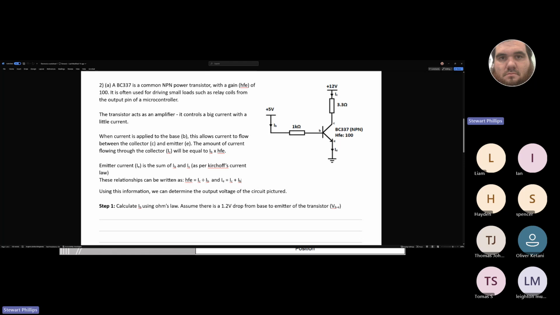These relationships can be written as HFE equals IC divided by IB, and IE equals IC plus IB. Using this information, we can determine the output voltage of the circuit pictured. So calculate IB using Ohm's law. Assume there is a 1.2 volt drop from base to emitter of the transistor, VBE.